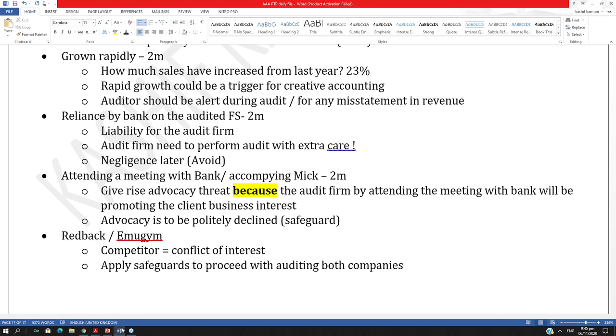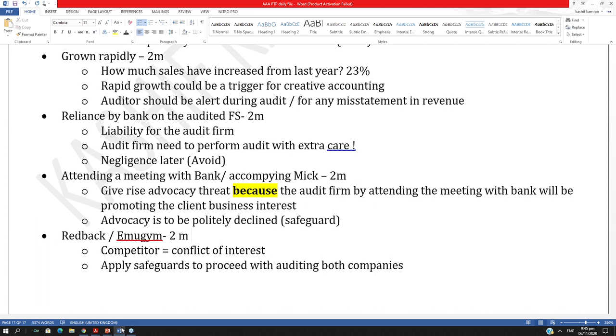But if you read the case properly from the start to the end in the exam hall, will you realize that Redback is also offering the same business which Emugems is offering? So do you all realize Emugems and Redback are competitors to one another? So this is an additional point for another 2 marks. I hope you got some sense, everyone.